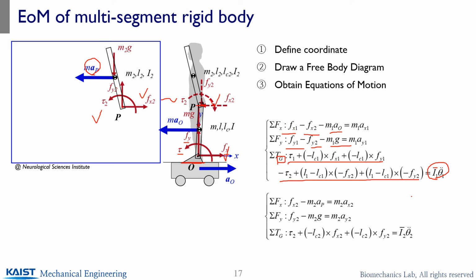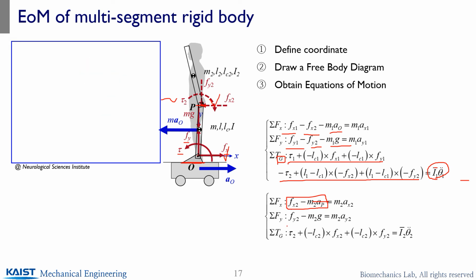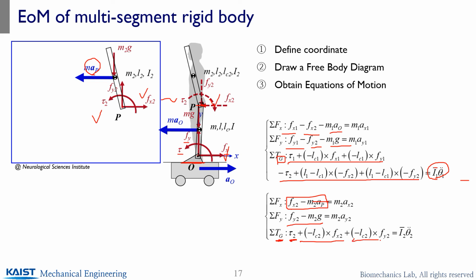By completing a free body diagram, a pictorial expression for the forces and acceleration, you can convert it into mathematical form. Your mathematical form shows that you have two x-directional force components, Fx2 and the inertial force, and y components, Fy2 and the gravity. Since you are obtaining the moment equation with respect to the center of mass, you only have three components: tau 2, the moment by Fx2, and the moment by Fy2. This is how you can obtain equations of motion for a multi-segment rigid body. If you increase the number of segments, you can just repeat similar steps. Note that when you set the reference coordinate at each joint, you have to consider the inertial force.